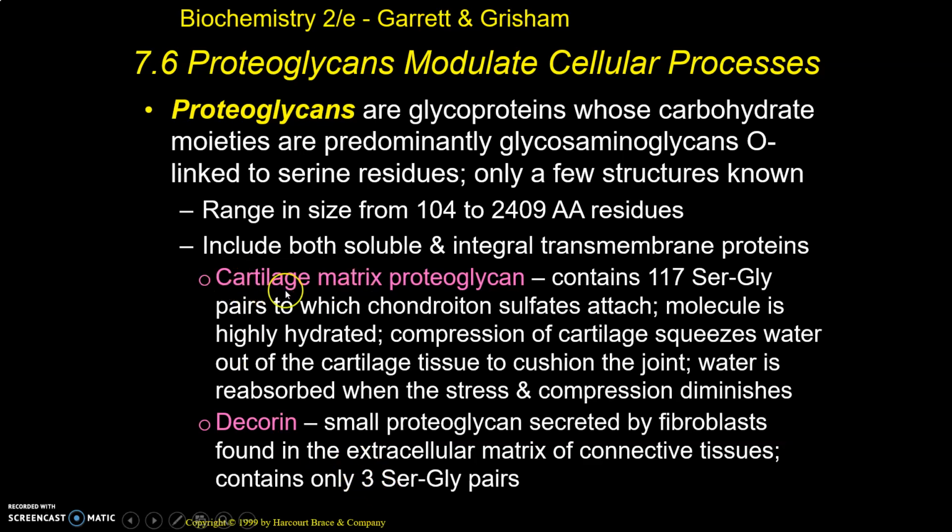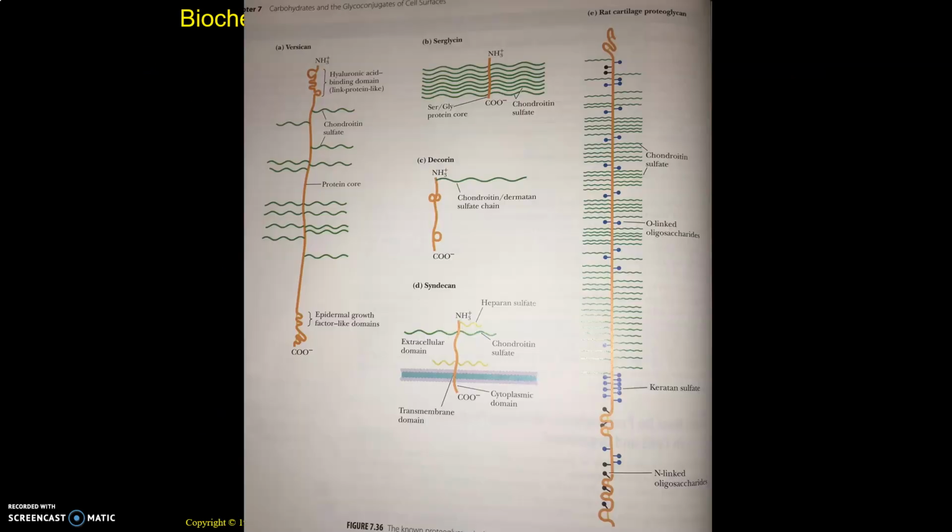Whereas, look at this one, this cartilage matrix proteoglycan, which I've got a video for you guys to watch on how cartilage works. This has a whole bunch of serine glycine pairs in which these chondroitin sulfates can attach to, right? Which is important because it helps us with hydration in our joints, okay? Because there's this fluid in our joints, and if the fluid's not in your joints, that's not going to end very well, right? So we need that fluid in our joints.